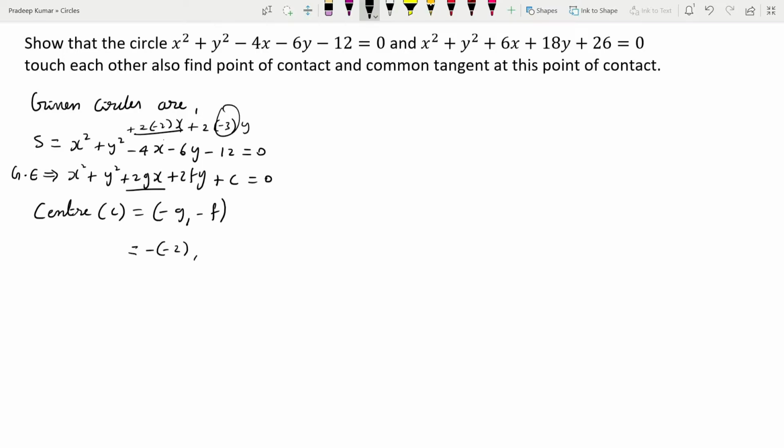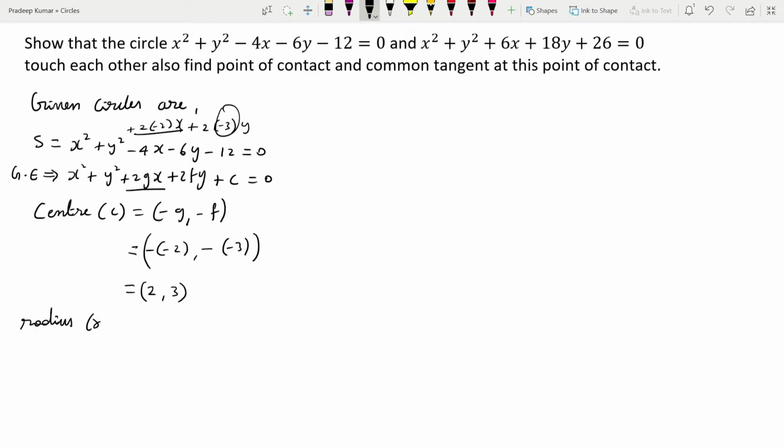I hope this has given you clarity. So this is minus of minus 3. Minus into minus is plus, so we get 2 comma 3 as the center of the first circle. We'll also find the radius for this.